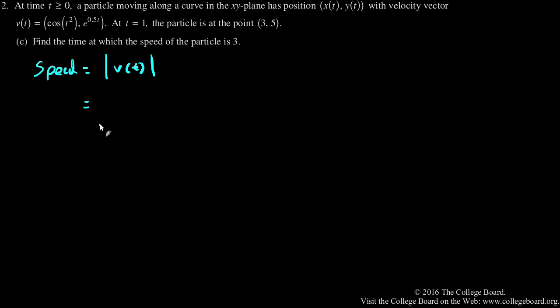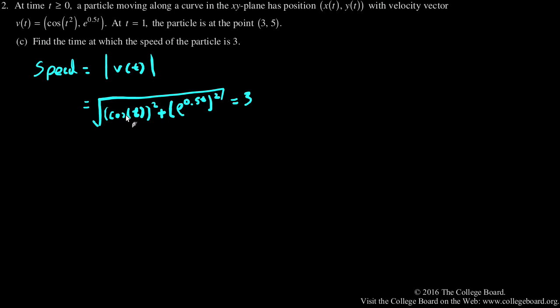So it's going to equal the square root of this squared. So I have cosine squared. Actually, let me write it this way. This is what I'm going to write in the calculator anyway. So cosine of t squared plus e to the 0.5 t all squared. And I could write this as cosine squared and multiply the 2 and the 0.5 and get e to the t. It doesn't matter. I need to find the time at which this speed is equal to 3.